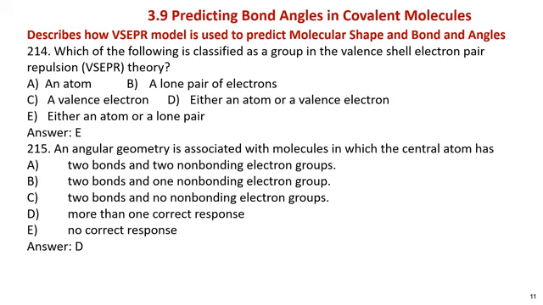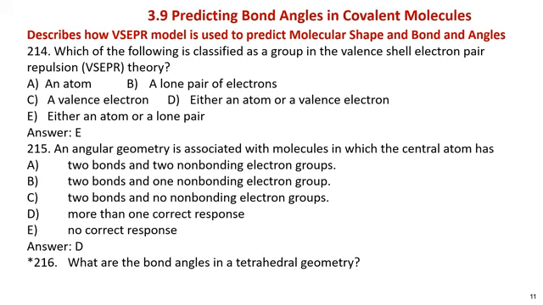What are the bond angles in tetrahedral geometry? You can answer this question. What is the tetrahedral geometry angle? Tetrahedron is 109. Remember, methane has a perfect tetrahedron, 109. The answer is C.